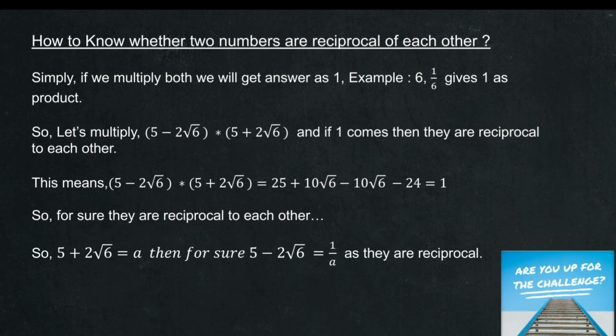Very good. So 5 plus 2 root 6 equals a. Then for sure 5 minus 2 root 6 equals 1 by a, as they are reciprocal. So we will note that, probably 90% it will help in this type of question. So now if we add a plus 1 by a, that will be equal to 10. Why? Because 5 plus 2 root 6 plus 5 minus 2 root 6 is 10. So we can say this.